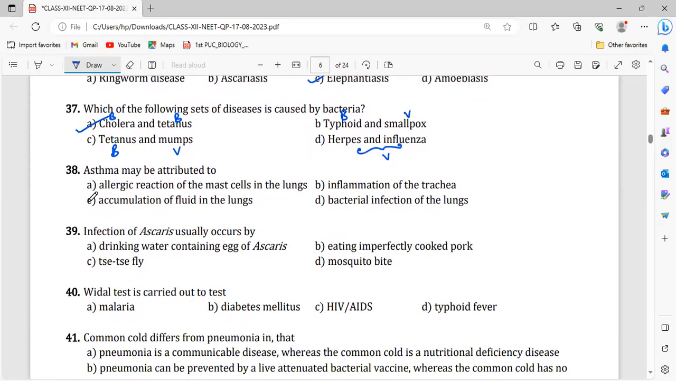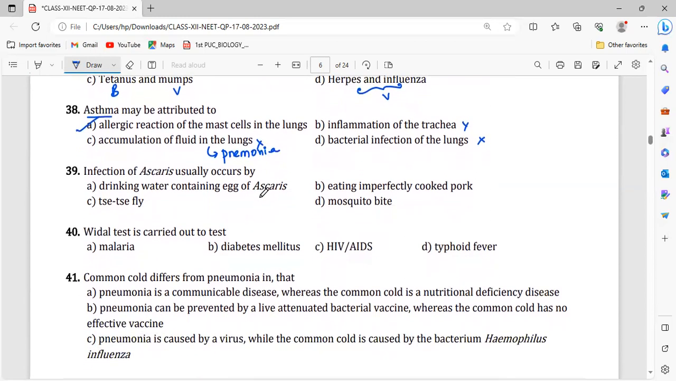Next, 38. Asthma may be attributed to. Asthma, we know, is an allergic response. It is related to the respiratory system, right? It is an allergic reaction of mast cells in the lungs. So this is the answer, not the others. It's not because of inflammation. It is not because of bacterial infection. Also, it is not because of accumulation of fluid. Accumulation of fluid is of pneumonia, not asthma.